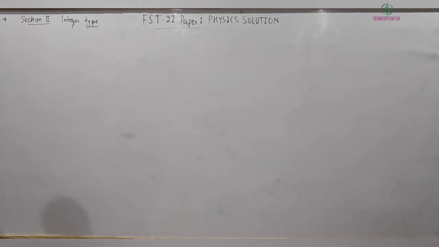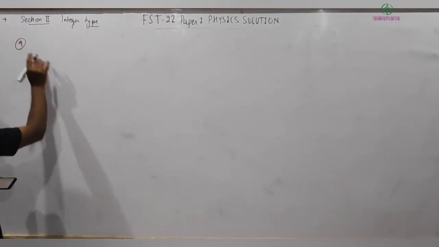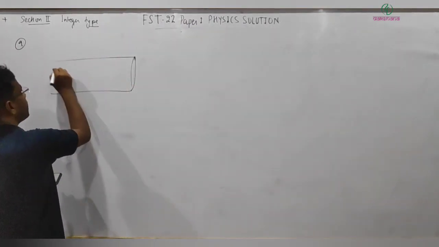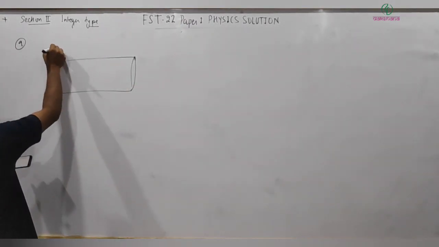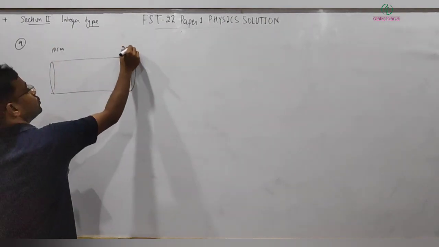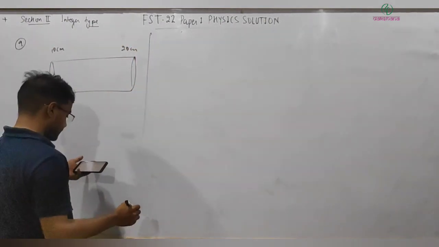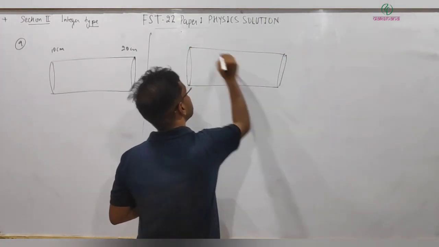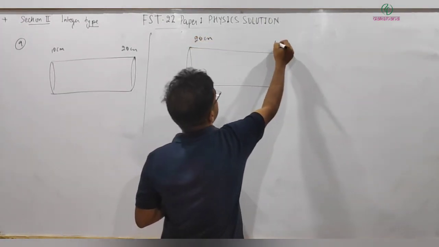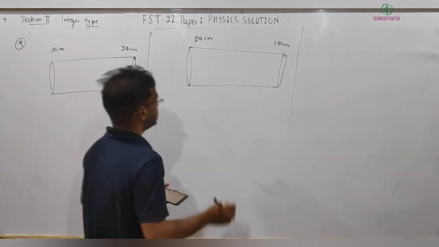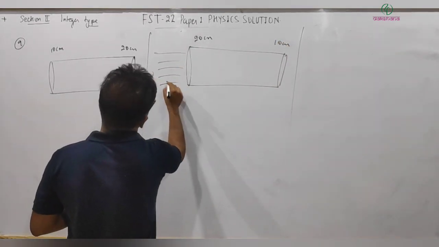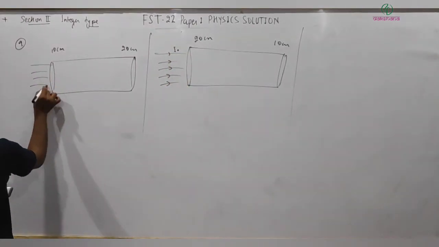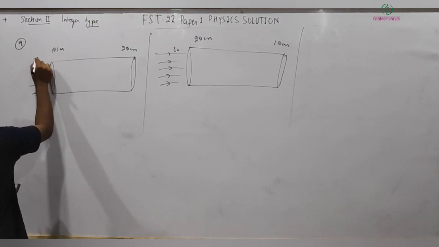Next, question number 9. Here two setups are given. In this one, the focal lengths are 10 centimeter, 20 centimeter, and a screen. In another case, 20 centimeter, 10 centimeter, and this screen. Intensity I naught is incident, and here also I naught.